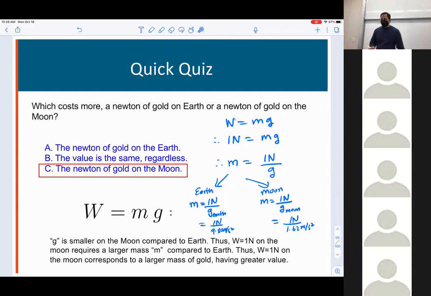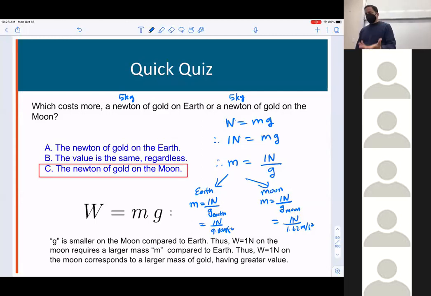So yeah, if this problem said, which costs more, let's say it said 5 kilograms of gold on Earth versus 5 kilograms of gold on the moon, in that case, what would the answer be? It would be equal, that's right. It'll be B, because it's 5 kilograms. You're selling me gold with some number of gold atoms. So it is what it is, and that's the price, it doesn't matter.